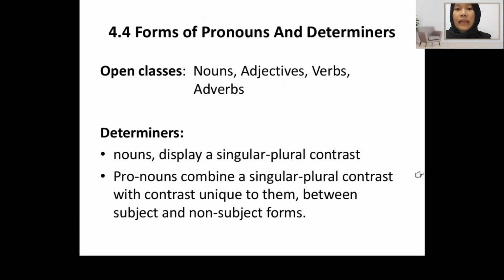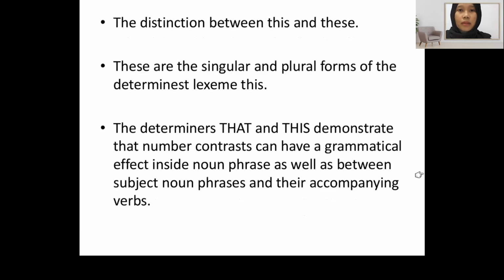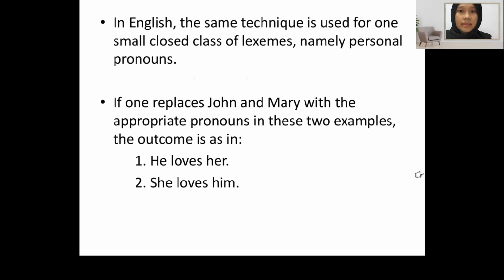Forms of pronouns and determiners. Open classes are nouns, adjectives, verbs, and adverbs, and determiners. Nouns display a singular-plural contrast. Pronouns combine a singular-plural contrast with a contrast unique to them between subject and non-subject forms. You guys can see.